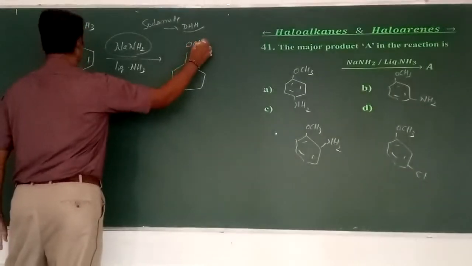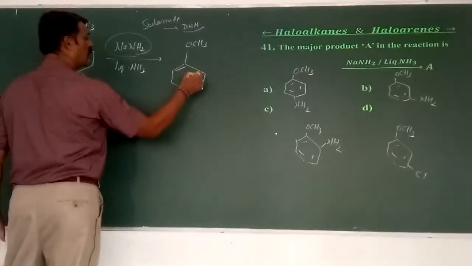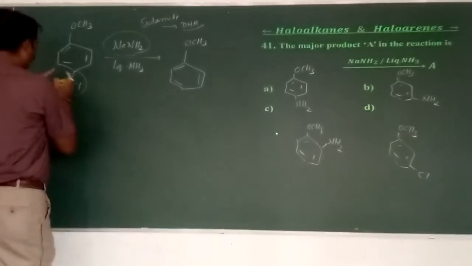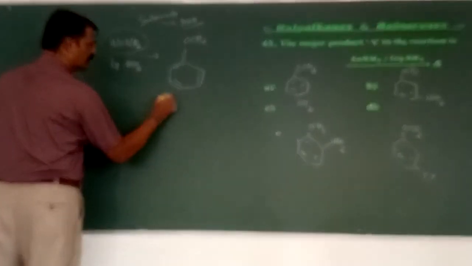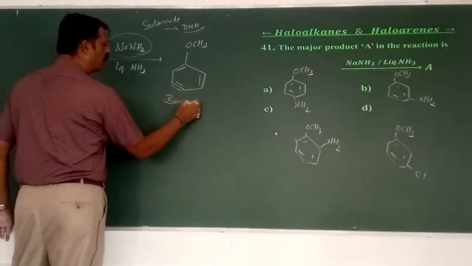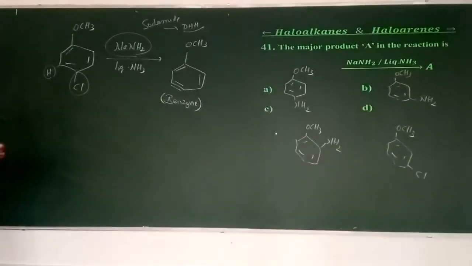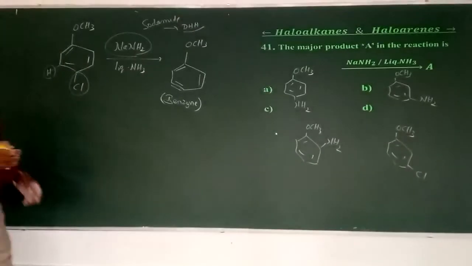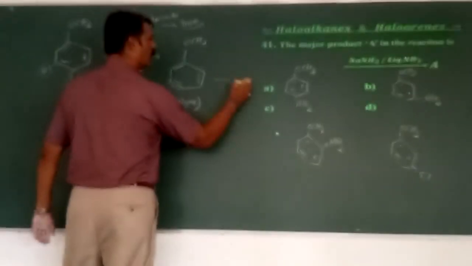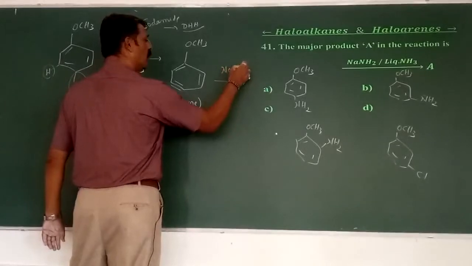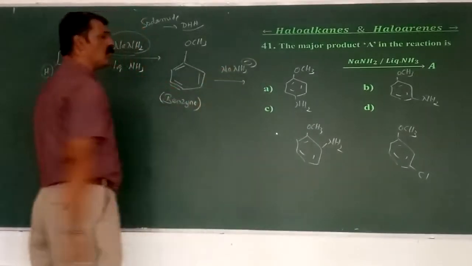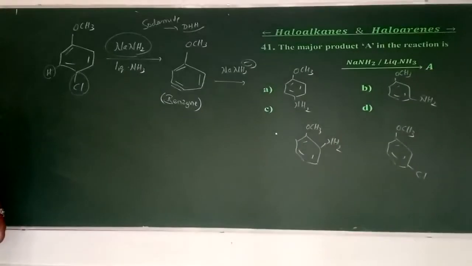as usual, OCH3 with a double bond, through the removal of hydrogen here. This is called the benzyne as an intermediate. Now we have to add NaNH2 in liquid ammonia. Here it undergoes a nucleophilic substitution reaction, so NH2 minus has to be attached here.